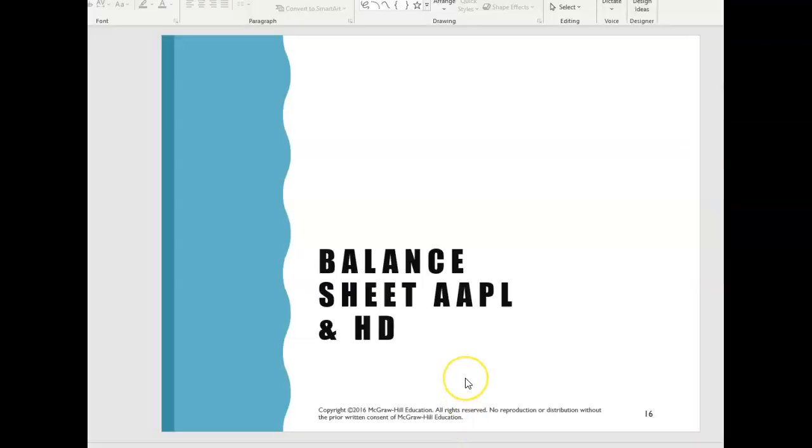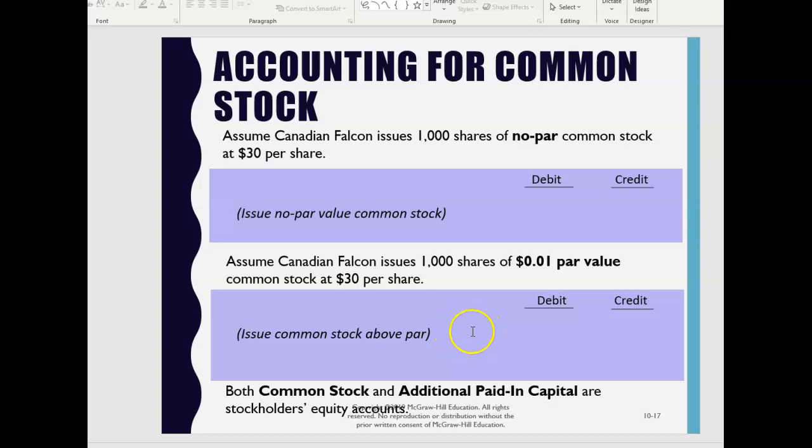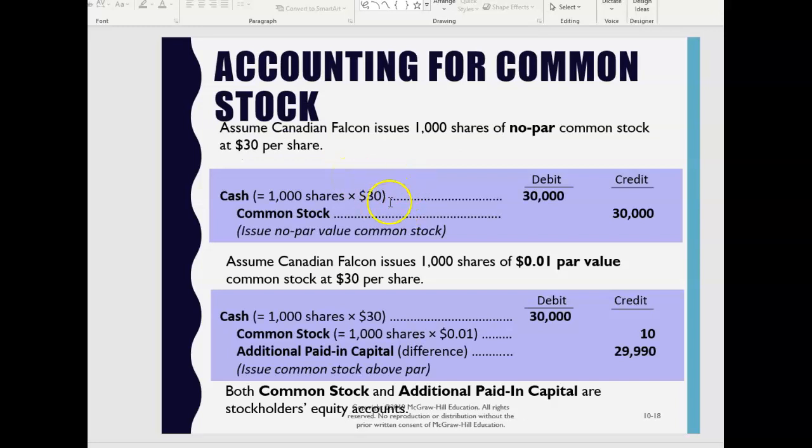All right, so we looked a little bit at the balance sheet there. So let's go ahead and account for the common stock. So here's Canadian Falcon. We're going to make two different assumptions about it. One is that they have no par stock. That's the one we prefer. Or the second, different assumption, they were incorporated in a different state and they had to have a par value. If they issue 1,000 shares of no par common stock at $30 a share, this will look like every piece of work we've done so far. So here's the cash. They got $30,000 and they issued common stock for $30,000.